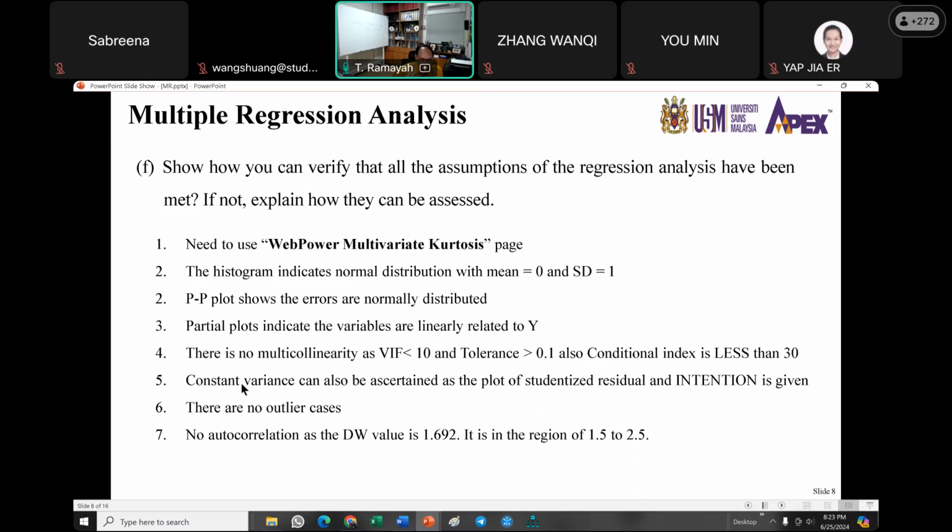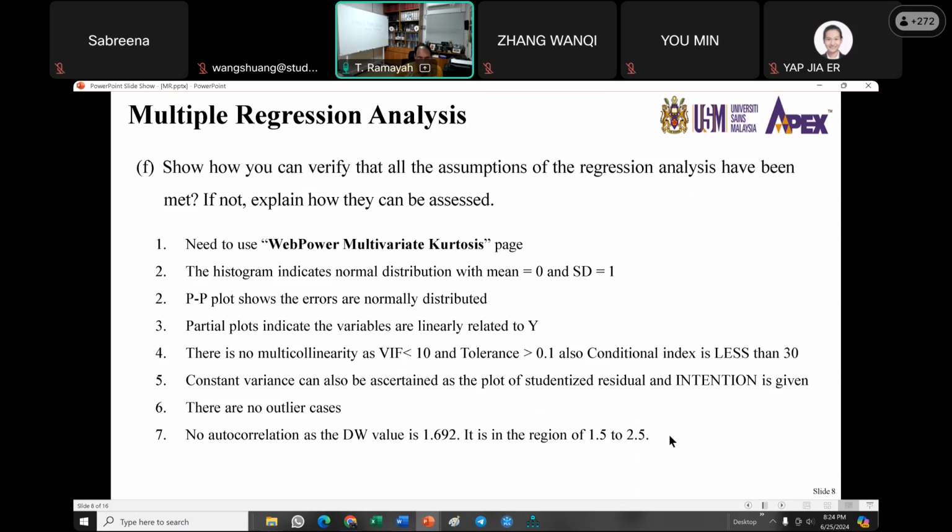Okay, constant variance, we will look at the studentized residual against the dependent variable, depending on your question. And then we will look at the outlier. Okay, outliers, we will look at the case-wise diagnostic. If not, we can also look at the histogram to see. Finally, we look at the autocorrelation by looking at the Durbin-Watson value, right? Durbin-Watson value, whether it's between 1.5 and 2.5.